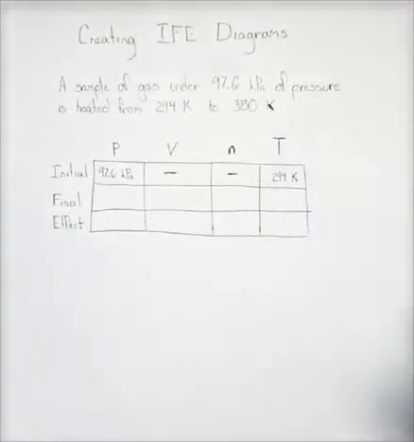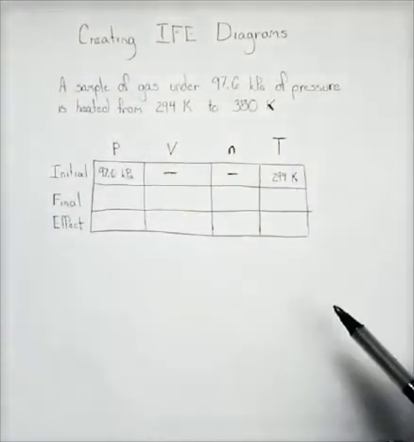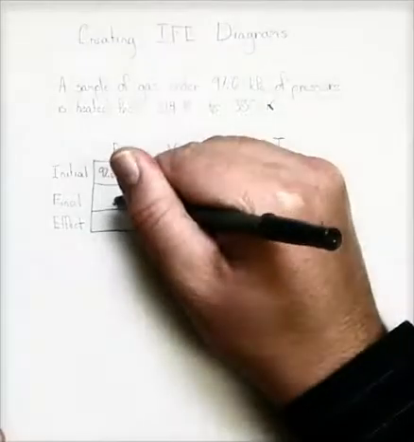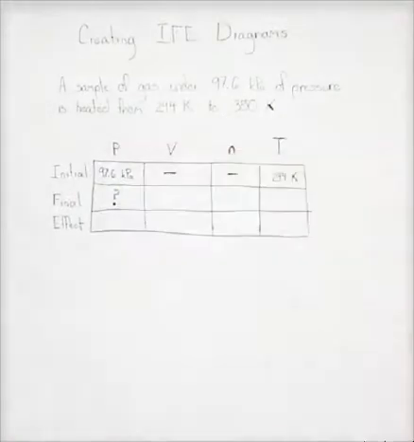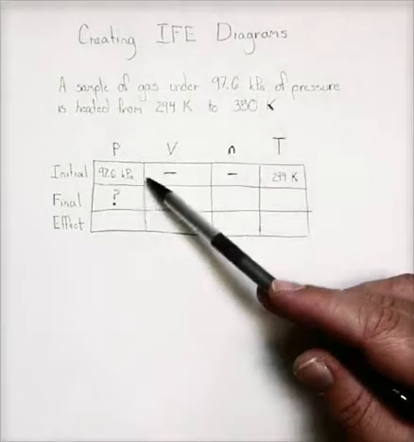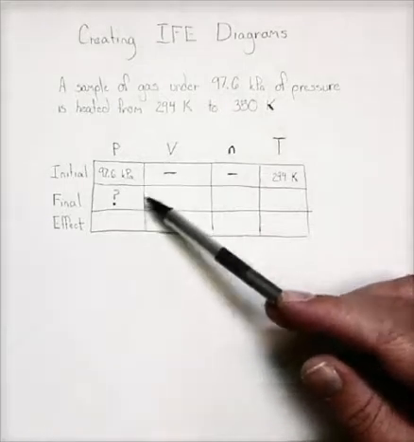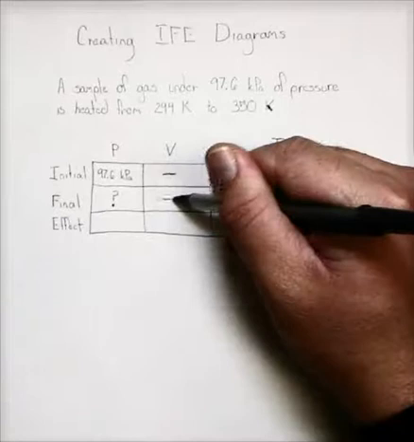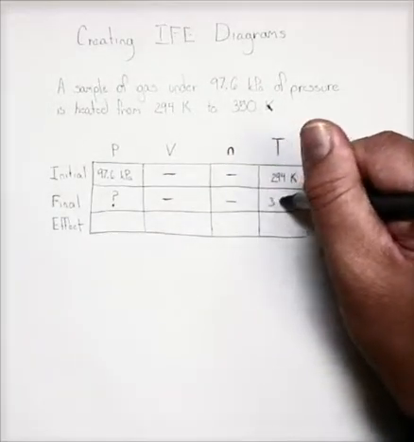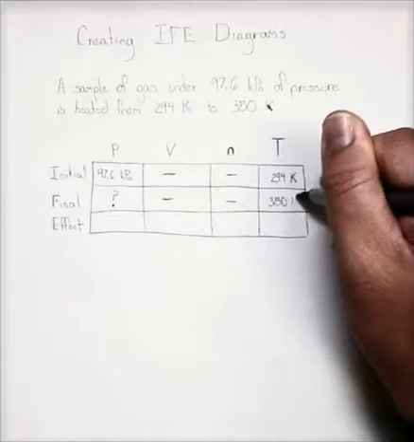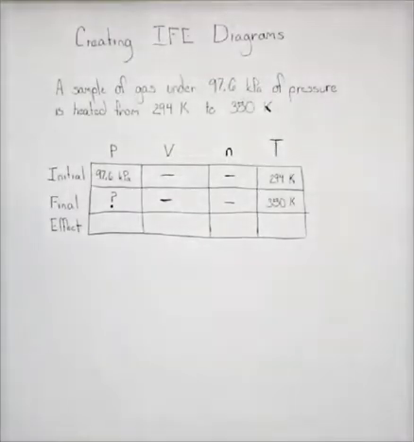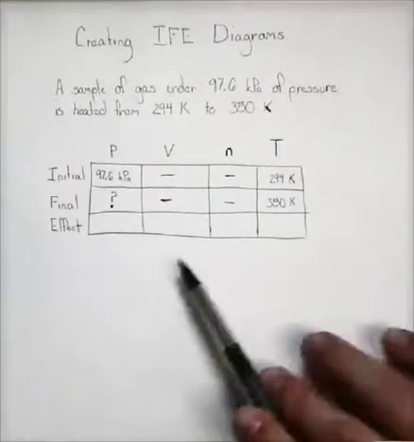Now we do the same thing for the final, that is, after it was heated. So after it was heated, we actually don't know what the pressure was. And the next step we're going to take after we learn how to build these diagrams is to use them to solve that problem. So if we don't know what it is, finally, but we knew the initial, just put a question mark there. Volume, we still don't know anything about. Number of gas particles, we still don't know anything about. But the temperature, we know, is now 350 Kelvin.